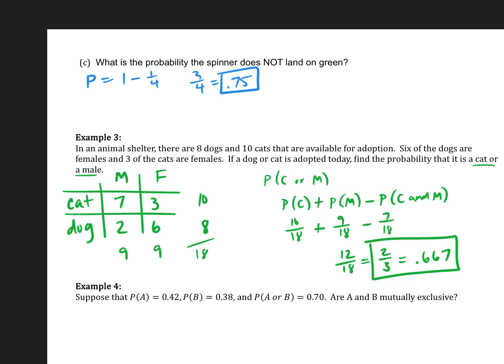Questions on that? All right, look at example 4.